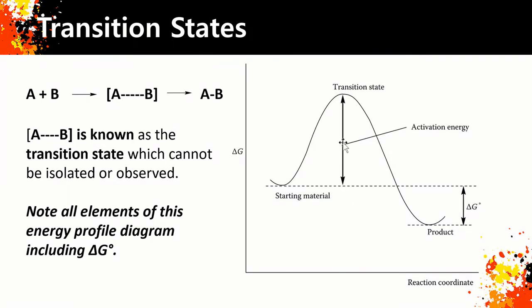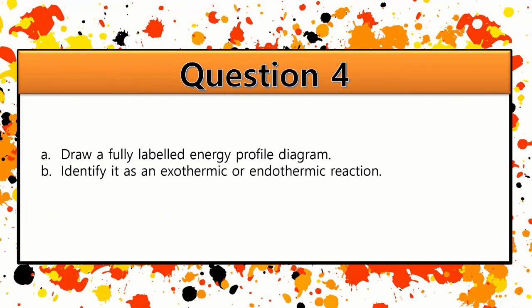And we mentioned the activation energy. We need to have a certain amount of energy in order for any reaction to happen. Our transition state is this state here, where the bond hasn't fully formed or broken, in this case formed. That is considered to be our transition state. So we must know how to draw an energy profile diagram, with labeled axes and all of the elements. That leads us now to question 4, which says: A, draw a fully labeled energy profile diagram. B, identify it as an exothermic or endothermic reaction.